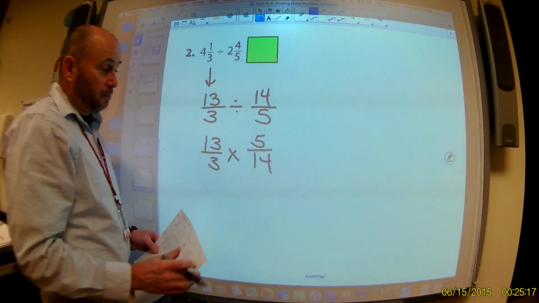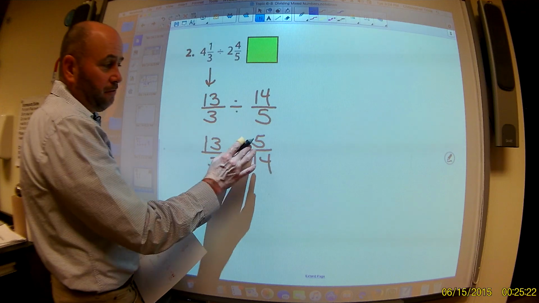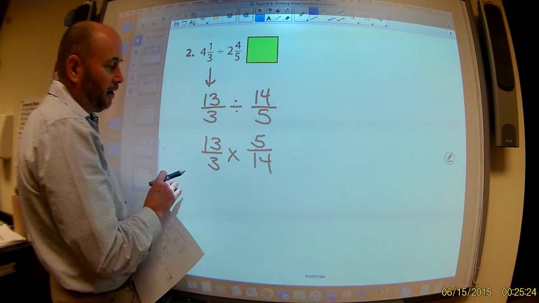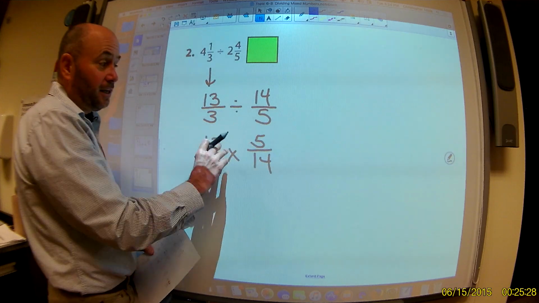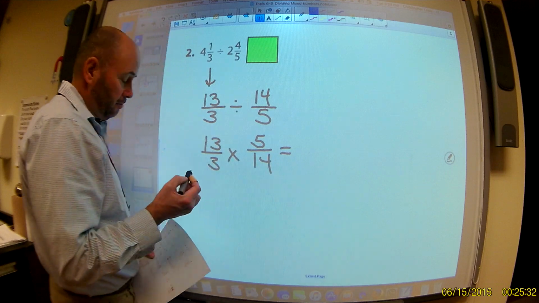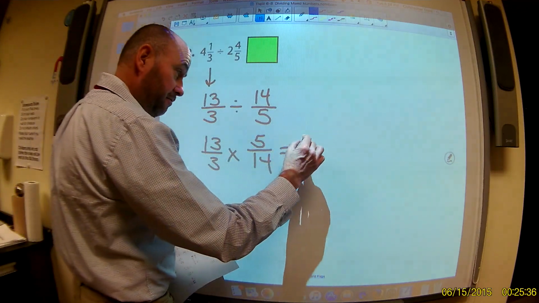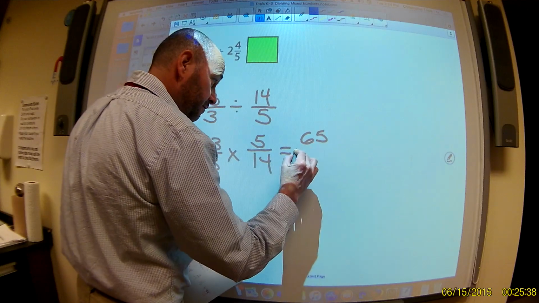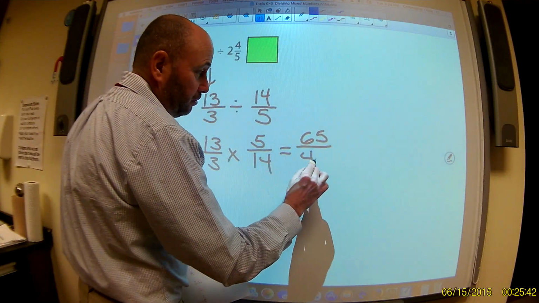Now you're going to want to look for compatible numbers to cross simplify. 3's prime, 5's prime, nothing there. 13's prime, it's not a factor of 14, so nothing can be pre-simplified. All right, so we have to multiply out. And we get 13 times 5 is 65. 3 times 14 is 42.